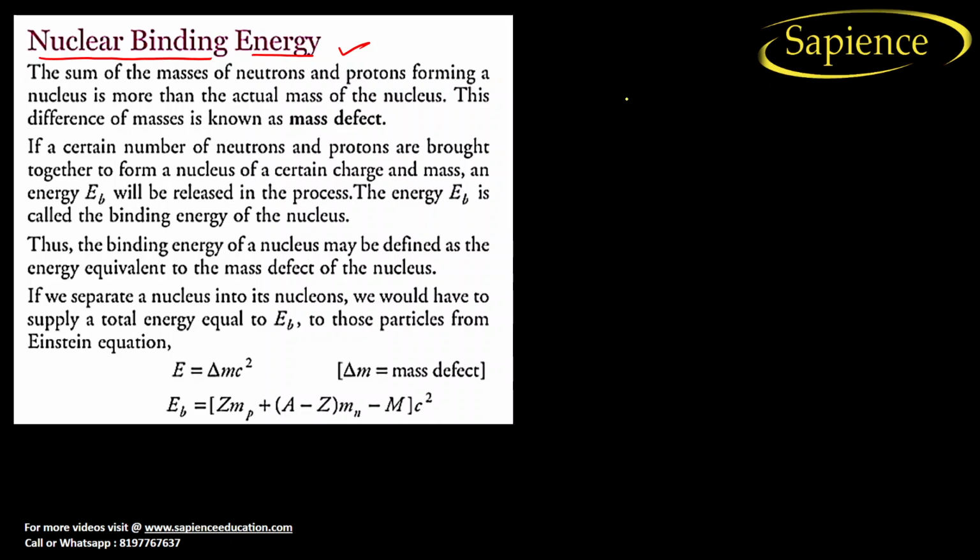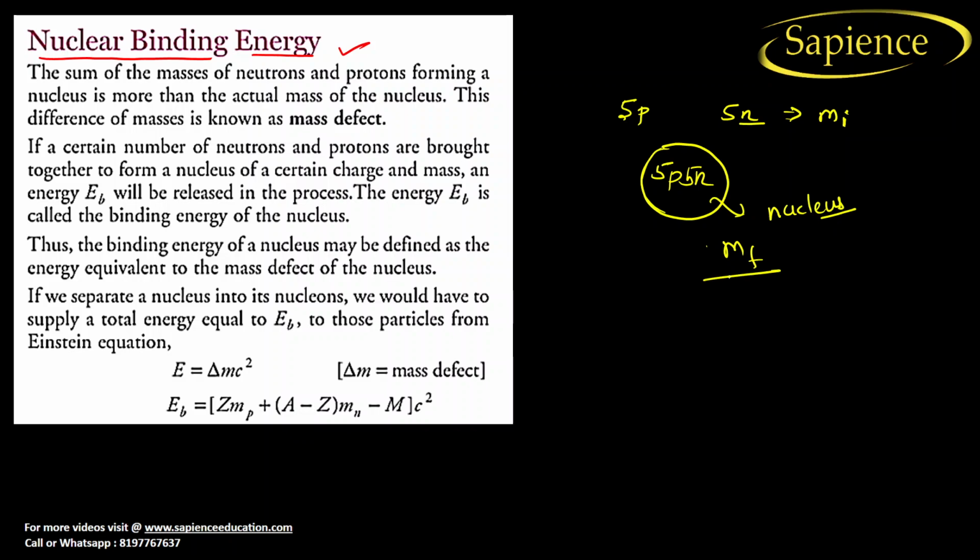Now let us consider five protons and five neutrons, with an initial mass m1. When they combine, they will create a nucleus, and the nucleus has a final mass, considered as m. It has been found that the initial mass is greater than the final mass.